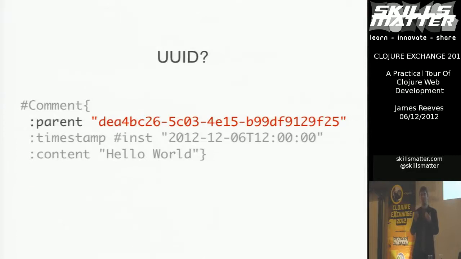So in some ways this is useful. We have this uniqueness constraint. We no longer have to worry about uniqueness. But this doesn't actually give us much information. If you just see this, you have no idea whether this comment has a parent which is a post, or another comment, or something else entirely.